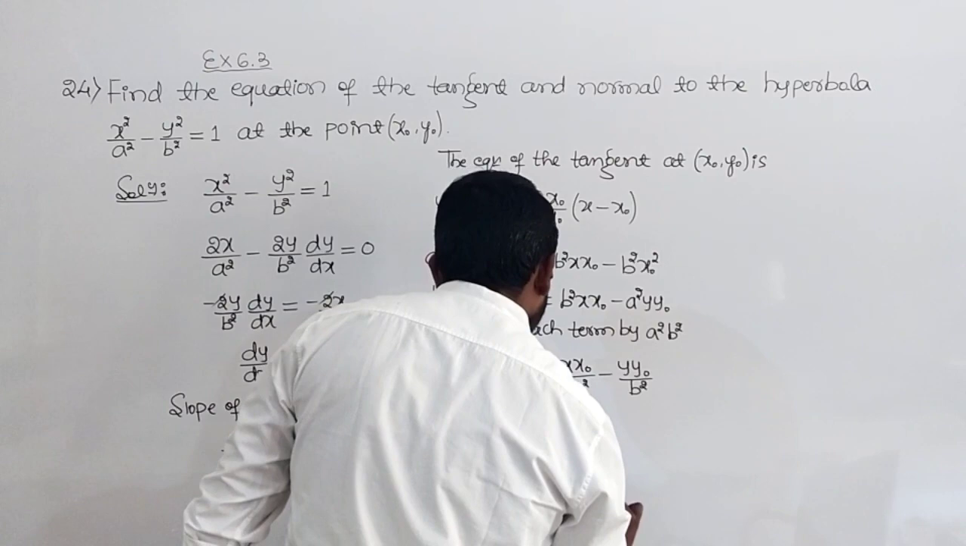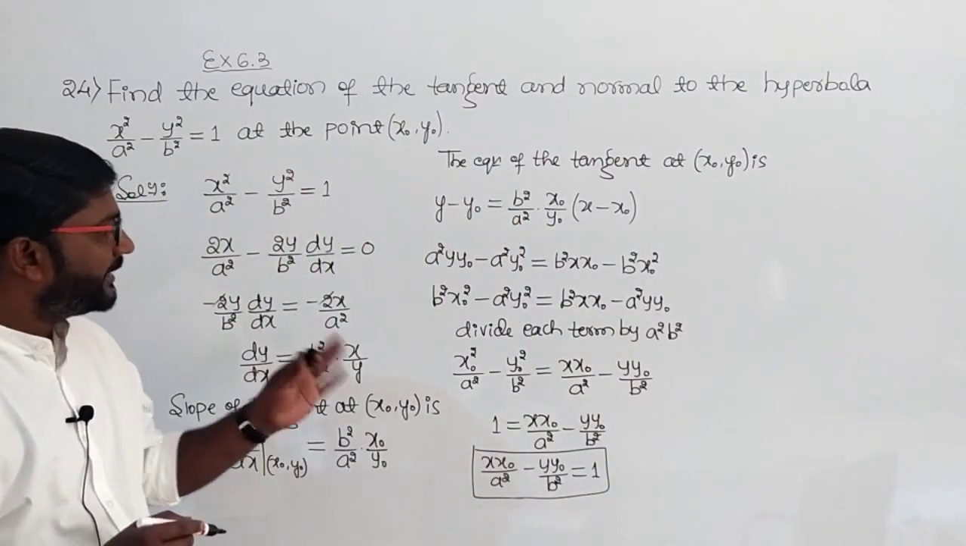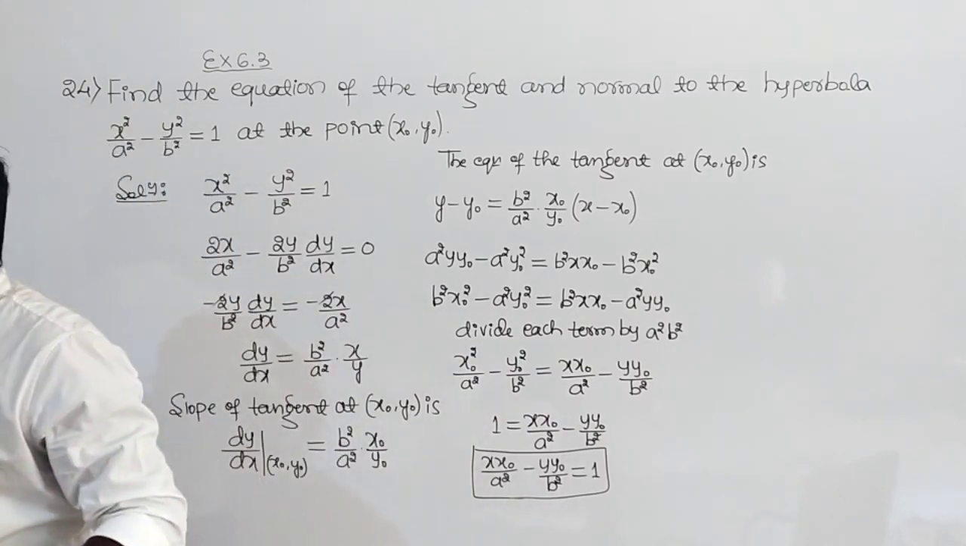Now we will have to get the equation of the normal. Since we don't have much space here, write down this and then we'll move on to the equation of the normal.